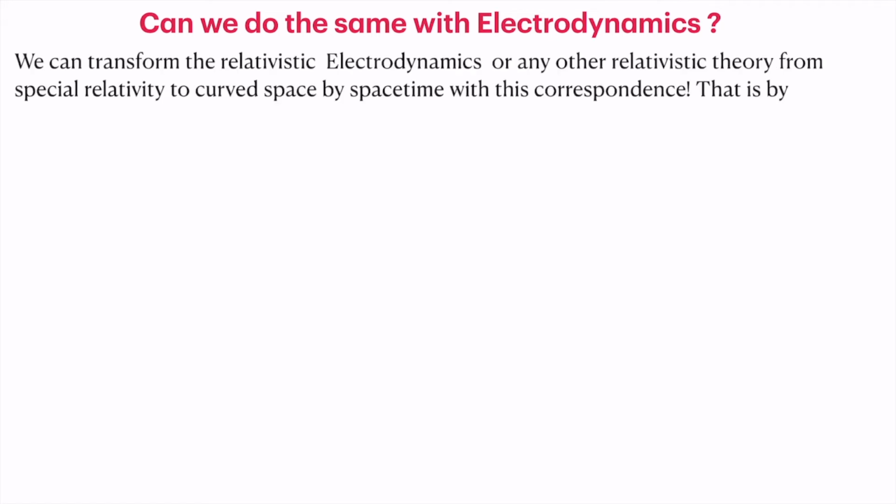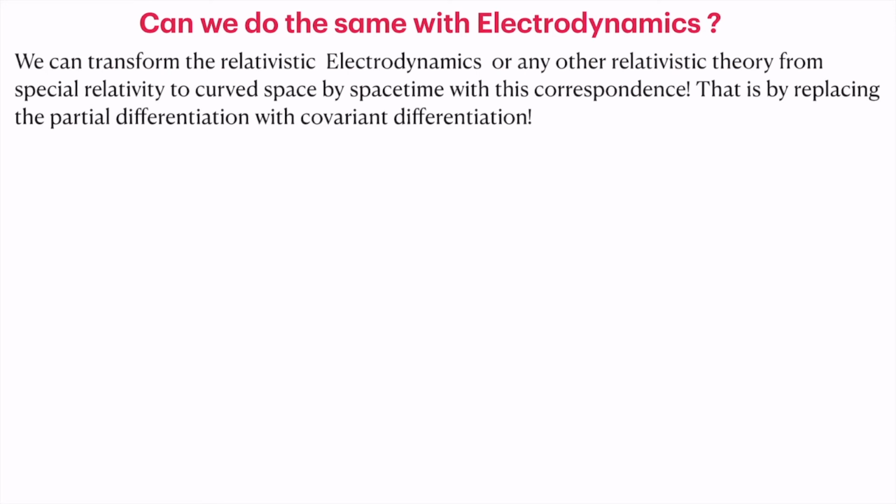We have seen how Newton's law can be generalized to curved space-time by simply replacing the ordinary derivative by the covariant derivative. Can we do that for electrodynamics too? The answer is simply yes. We can transform the relativistic electrodynamic equations, or relativistic Maxwell's equations, to the curved space-time with this correspondence. We simply have to replace the partial differentiation by covariant differentiation, and the result is Maxwell's equations in the curved space-time, or in Riemannian geometry.